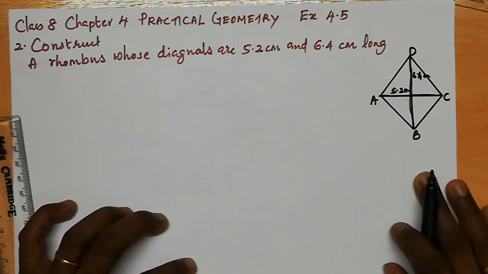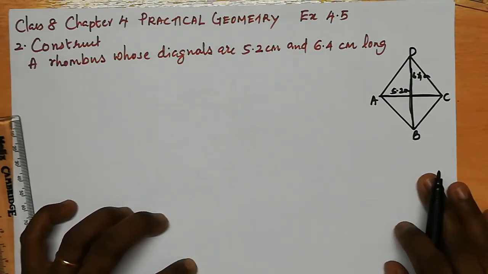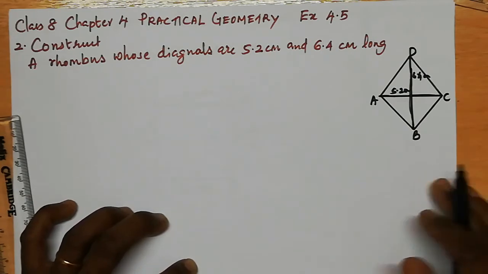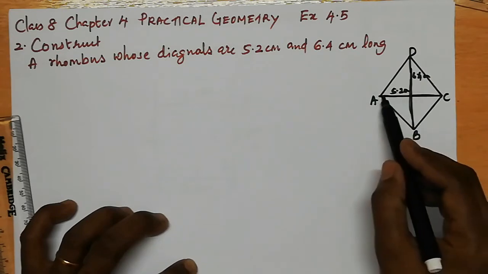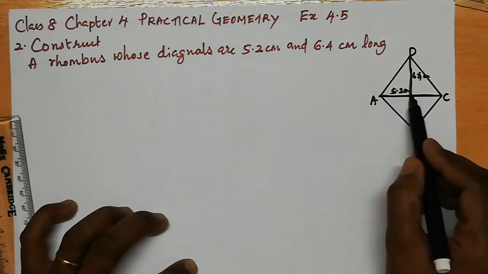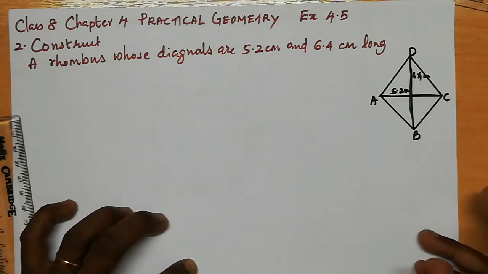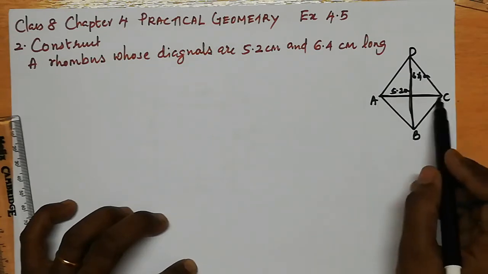What are the properties of a rhombus? All sides are equal, and the diagonals are perpendicular bisectors of each other. So first of all, what do we have to do? We should take a base diagonal. Either of them we can take, but now we can take AC.